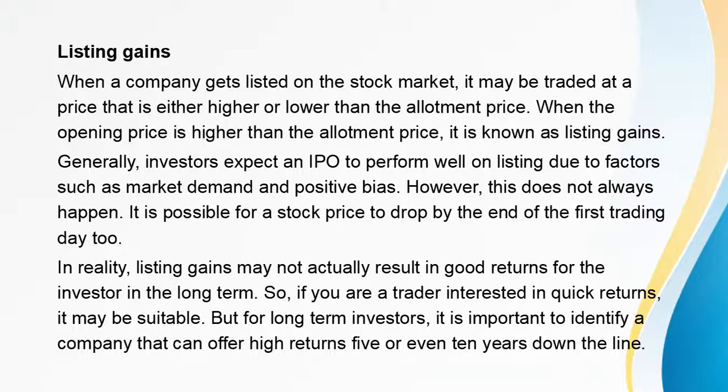Next are the listing gains. When a company gets listed on the stock market, it may be traded at a price that is either higher or lower than the allotment price. When the opening price is higher than the allotment price, it is known as listing gains. Generally, investors expect an IPO to perform well on listing due to factors such as market demand and positive bias. However, this does not always happen. It is possible for a stock price to drop by the end of the first trading day too. In reality, listing gains may not actually result in good returns for the investor in the long term.